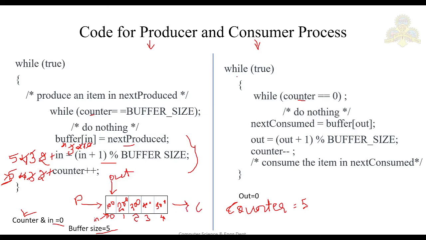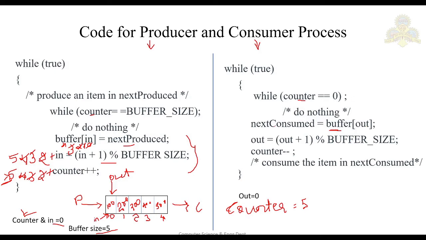So first you already know, while true what happens. Next check while the counter is equal to 0. The counter value is 5 by default, right? So whether 5 is equal to 0, no, right, which is false. Then what is your next statement? You have to execute this one. So buffer of out: whatever the value is there in this buffer of out location, you have to put it into a variable called next consume.